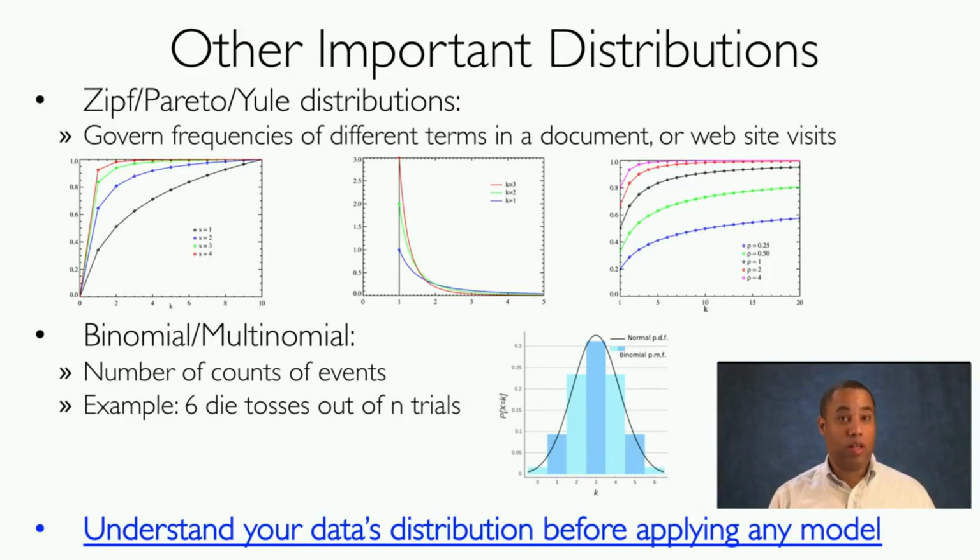Zipf, Pareto, and Yule distributions govern the frequencies of different terms in a document or website visits. And binomial or multinomial distributions are a number of counts of events. For example, the number of 6s that show up when you toss dice n times. It's very important to understand your data's distribution before you apply any model to that data.